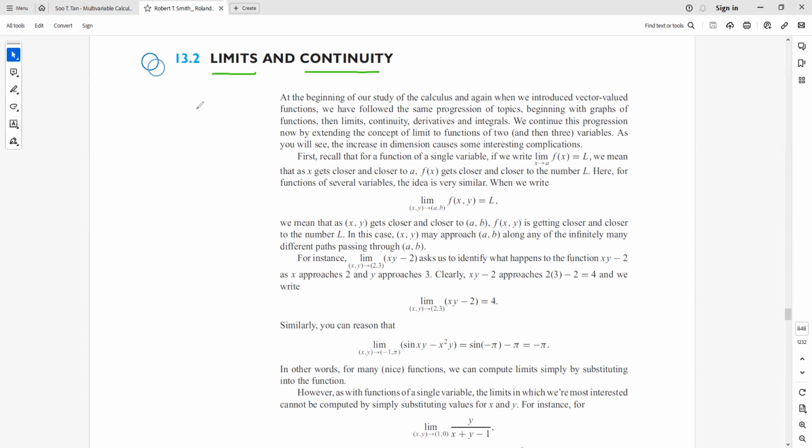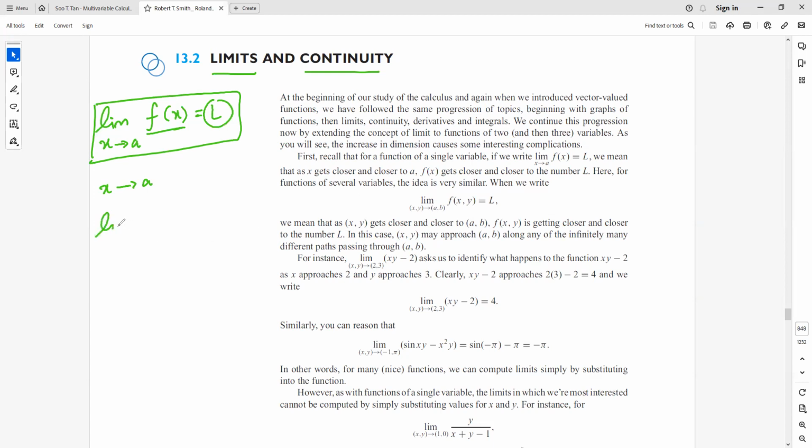So let us recall for a single variable function, what we do in limit is that if we say that limit x approaches a, f of x equals L, then we say that L is the limit of this function at this point. It means that as x gets closer and closer to the point a, the function value is getting closer and closer to L, right?